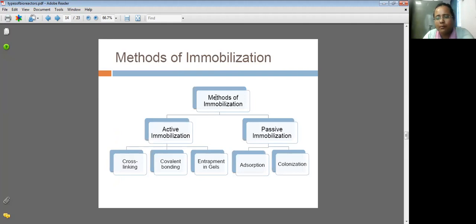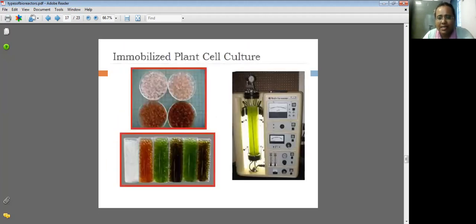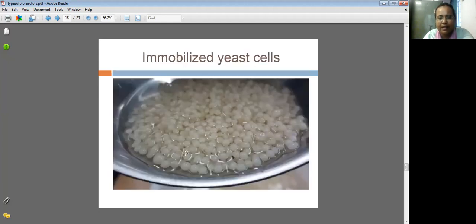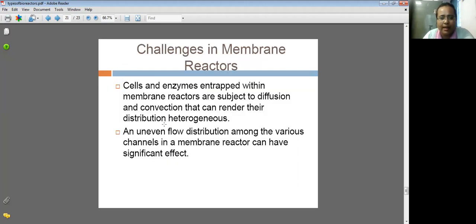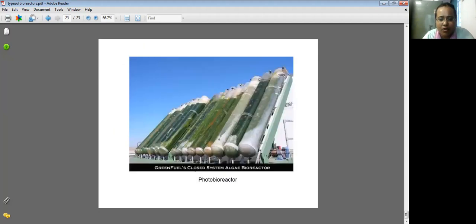And I have told you the methods of immobilization: active and passive. Active is cross-linking, covalent bonding, and entrapment in permeable gels, and passive is adsorption and colonization. And this is immobilized plant cells. You can see these cells are immobilized. These cells are also immobilized, and this is our tank reactor. And these are the immobilized yeast cells. You can see in this plate. And at the end I will show you these are the photobioreactors. You can see here.